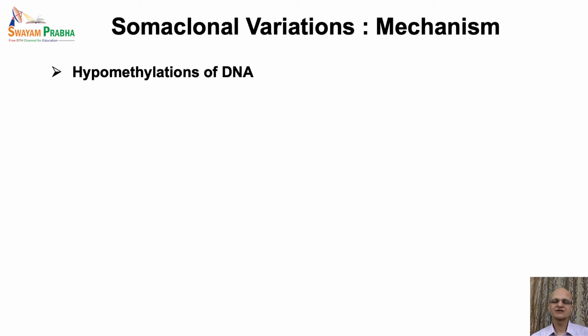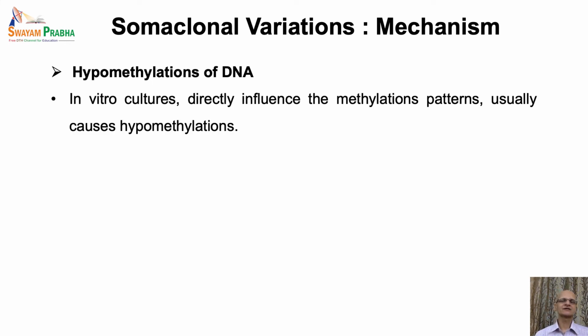Next is the methylation status of the genetic material. In many cases, abnormal plants that are obtained in tissue cultures revert back to the normal phenotype in the next generation. Usually these kinds of changes which revert back are caused by epigenetic regulation. In vitro cultures can directly influence the methylation patterns in the regenerated plant, and hypomethylation patterns are more commonly recorded in tissue culture raised plants.